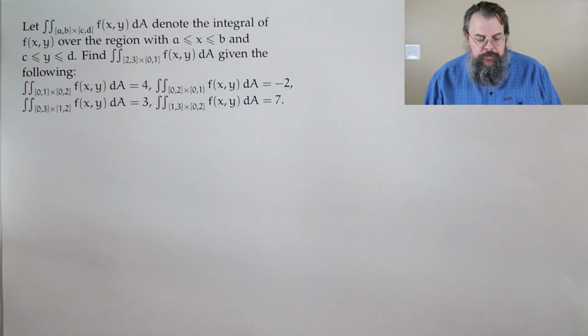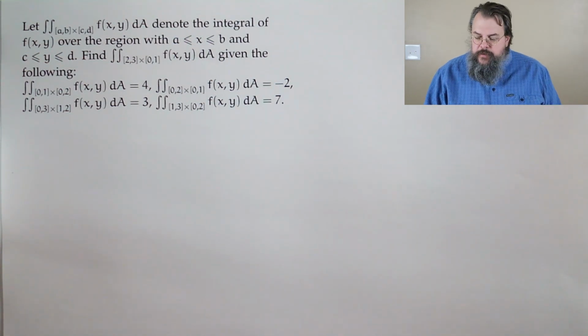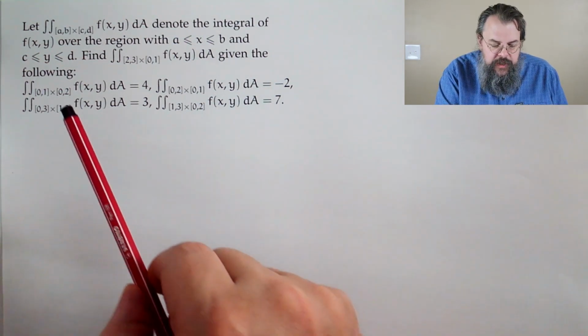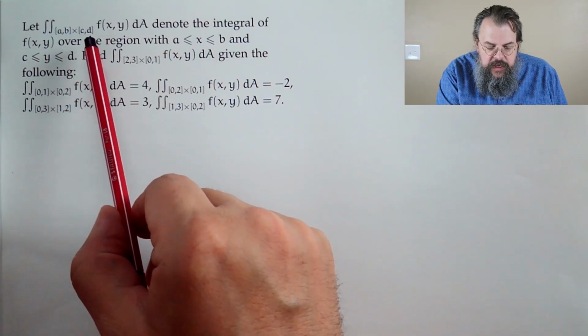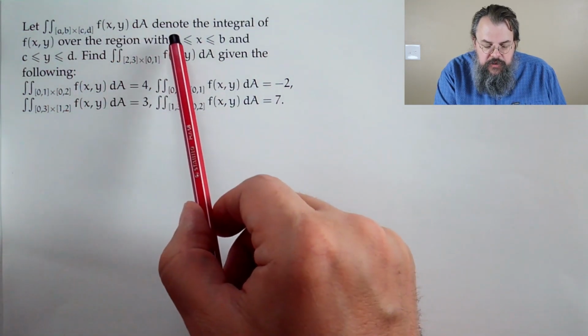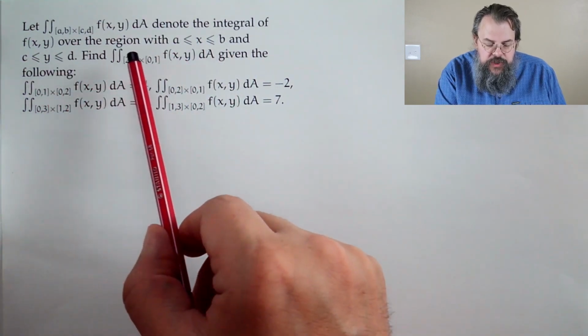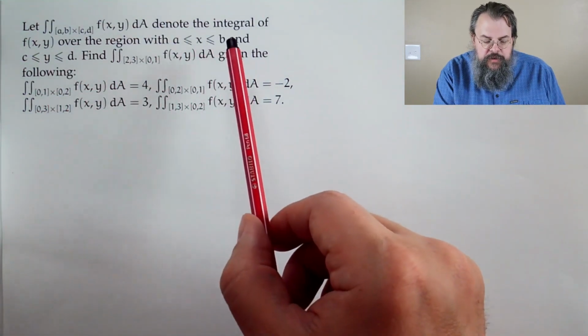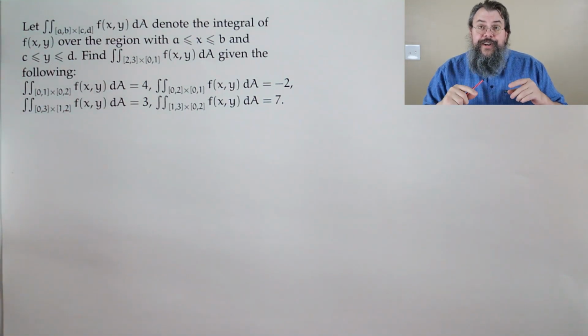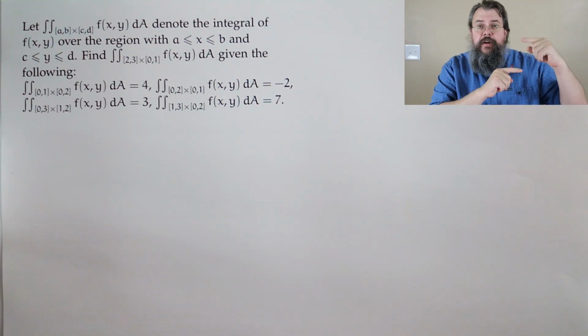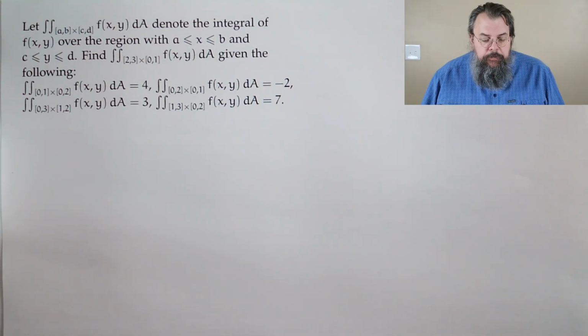So, a lot here. Suppose we have some notation. We say the integral over [a,b] cross [c,d] of f(x, y) dA denotes the integral of the function over the region a less than or equal to x less than or equal to b, and c less than or equal to y less than or equal to d. In other words, it's a rectangle where we go from a to b in the x direction, c to d in the y direction. That's not so bad.